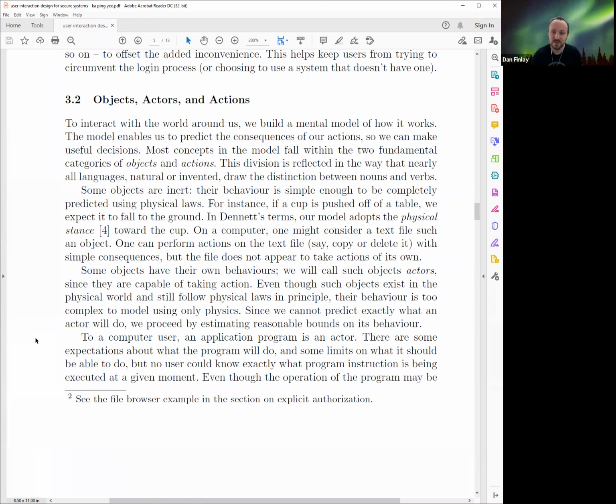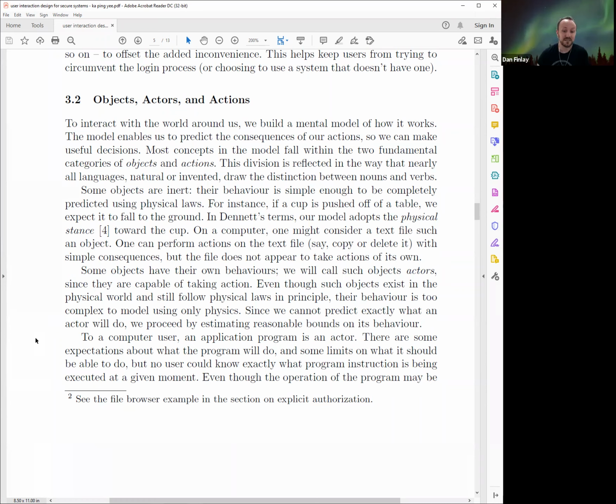Their behavior is simple enough to be completely predicted using physical laws. For instance, if a cup is pushed off a table, we expect it to fall to the ground. In Dennett's terms, our model adopts the physical stance towards a cup. On a computer, one might say a text file is such an object. One can perform actions on the text file, say copy or delete it, with simple consequences, but the file does not appear to take actions of its own.